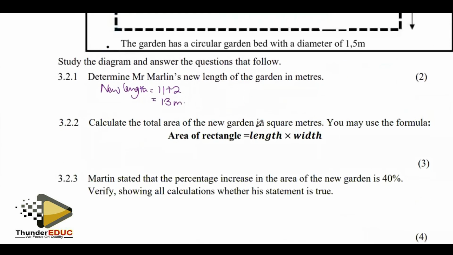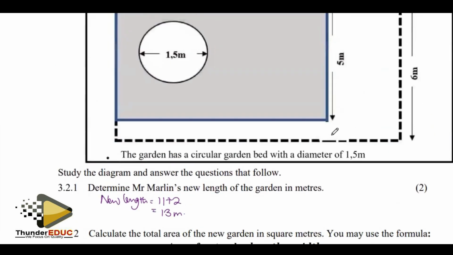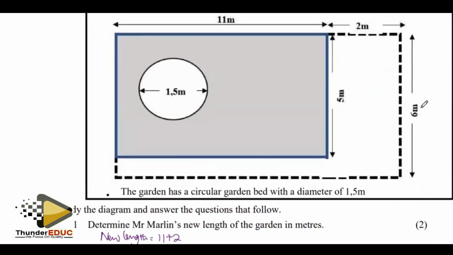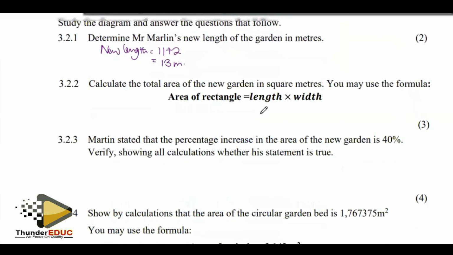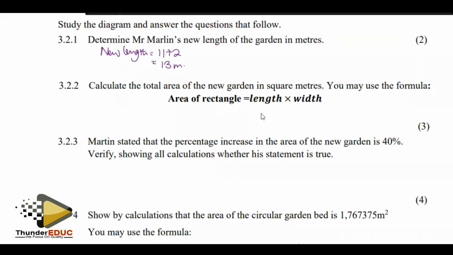Take the area of the new garden in square meters. So the width is 6 meters and the new length of the garden is 13. So let's go there and say our length is 13. The width is 6. And the answer becomes 78.